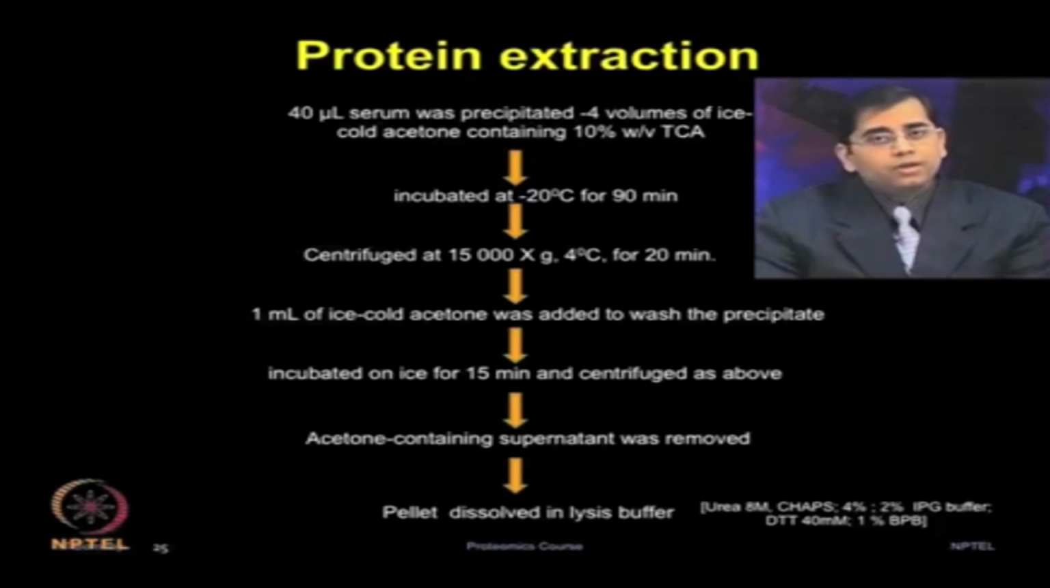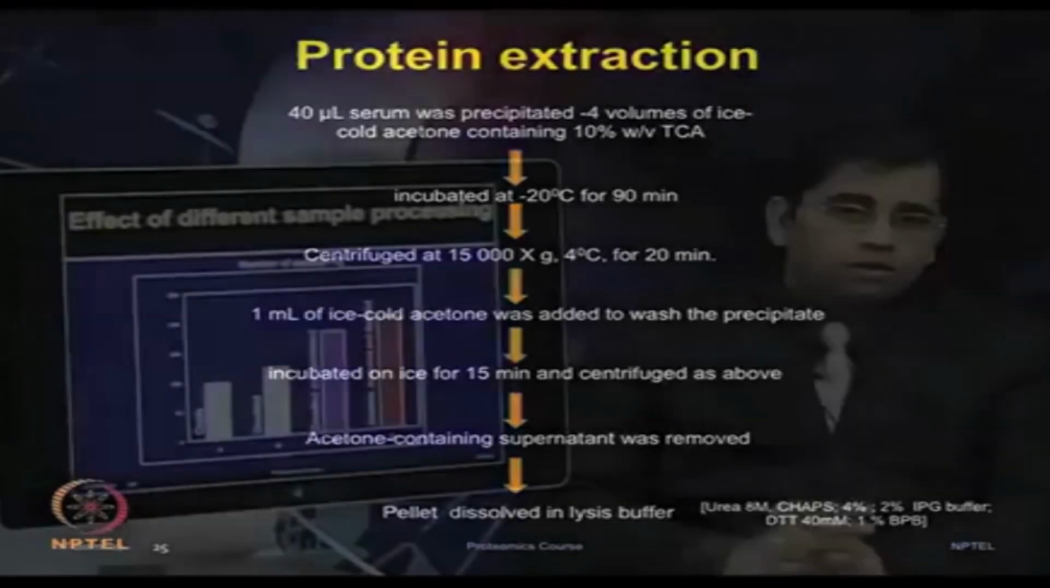Then it was incubated on ice for 15 minutes, and again centrifugation was performed. The acetone containing supernatant was removed, and then the pellet was dissolved in the lysis buffer. The recipe for the lysis buffer we talked about earlier when we discussed sample preparation, which is also mentioned in the slide here. You can use urea, CHAPS, IPG buffer, DTT and BPB.